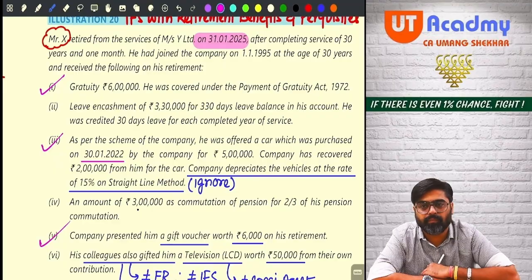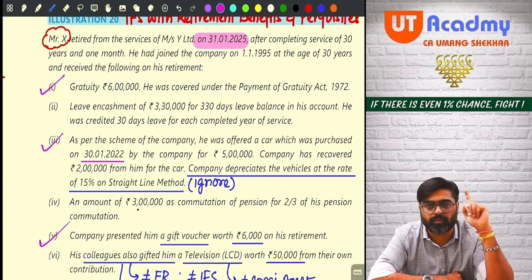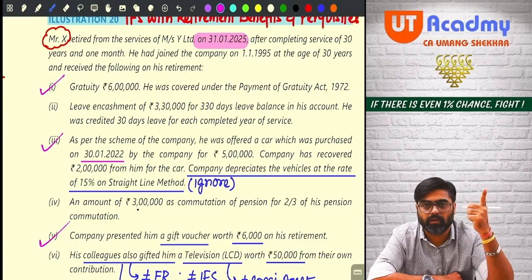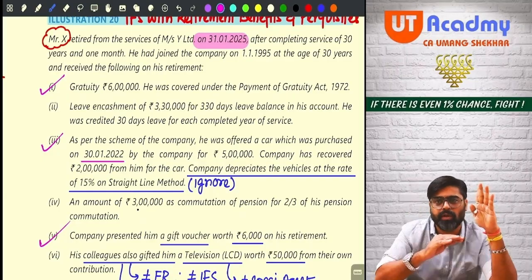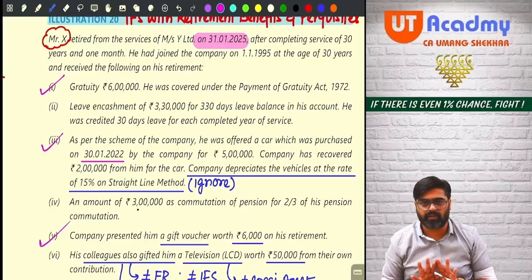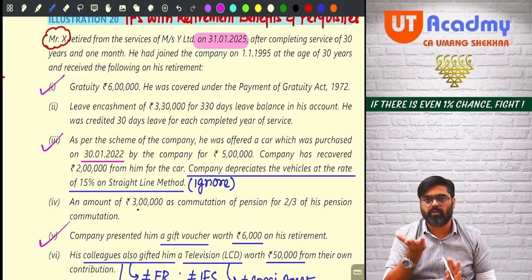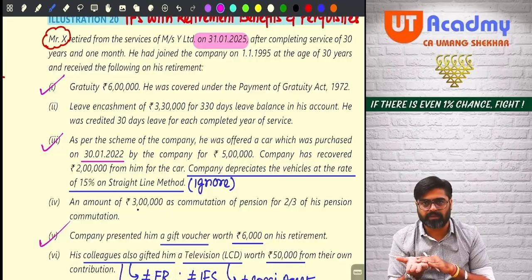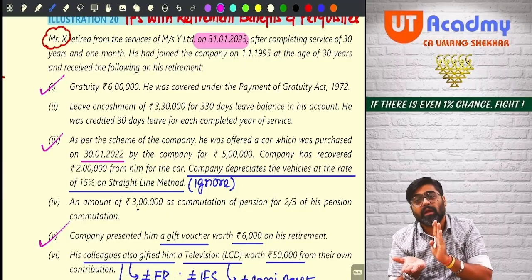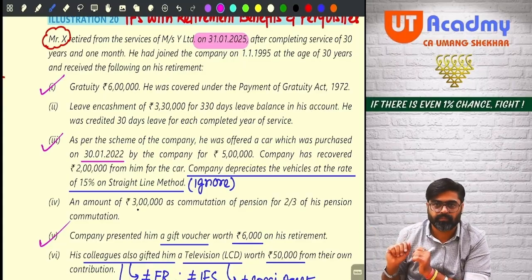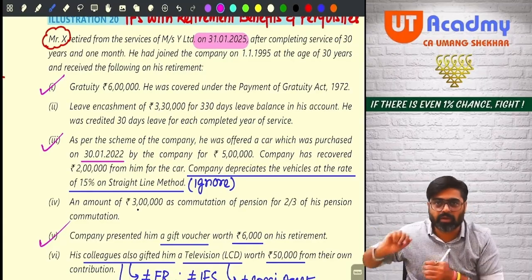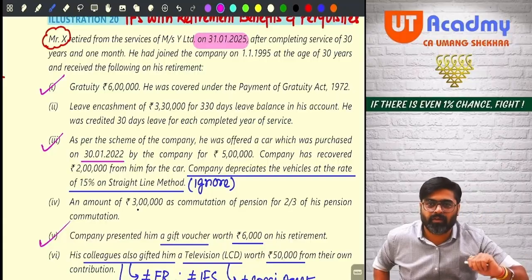Come on, tell me. 15,000 pension was promised to you per month. But are you ready to take that 15,000? No. You told your employer that, see, I am retiring on 31st January, and you are telling me that you are going to give me 15,000 per month pension. I don't want this 15,000. I want to commute 2/3, and instead of that, give me some lump sum. So after commuting 2/3, 1/3 you are still receiving, no?